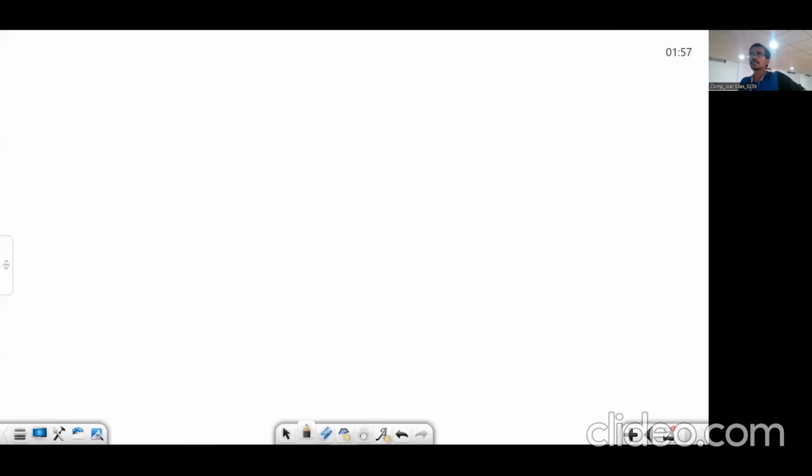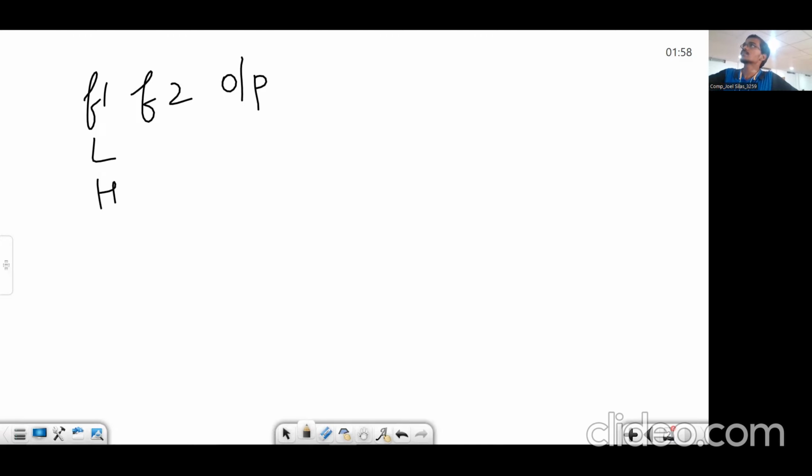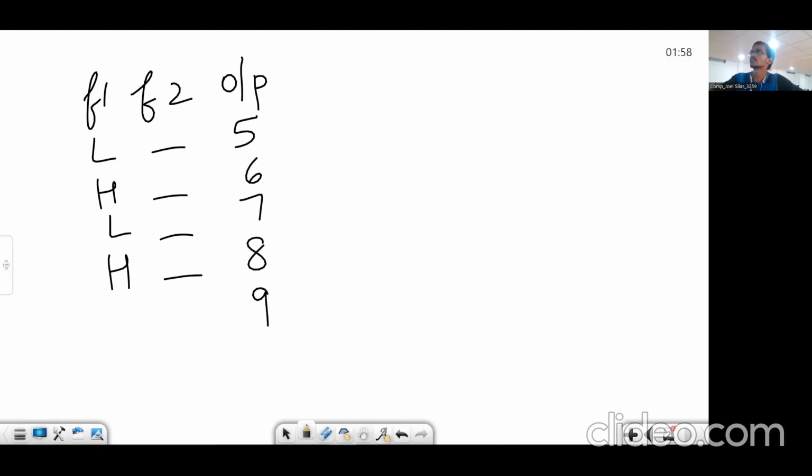So now we will see that suppose we have features F1 and F2 and we have the output or label. Suppose F1 and F2 are categorical. Suppose F1 has values like low, high, and F2 may have certain values and the output may be 5, 6, 7, 8, 9.